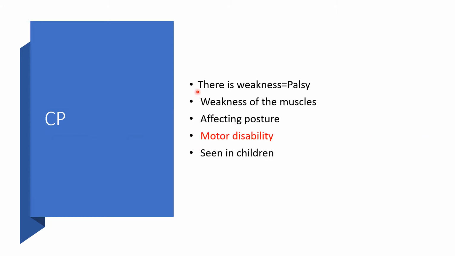Going on to break down this definition further, in cerebral palsy, there will be weakness. That is the meaning of palsy. The weakness will be affecting the muscles and also affecting posture. So there will be motor disability, and of course, it is seen in children.